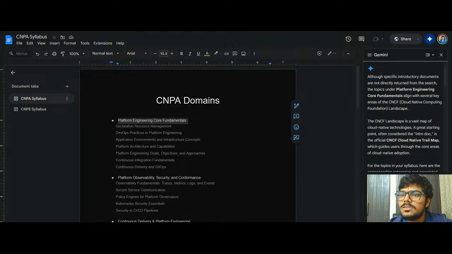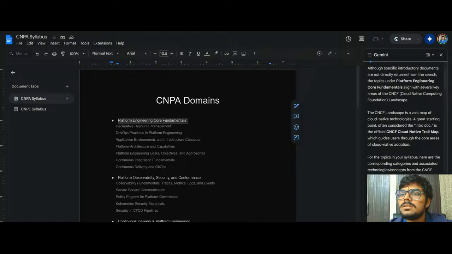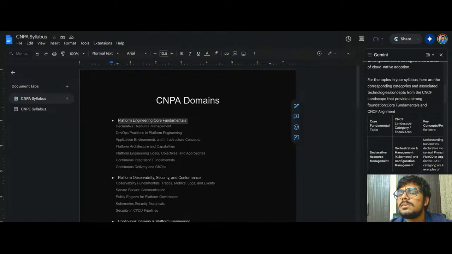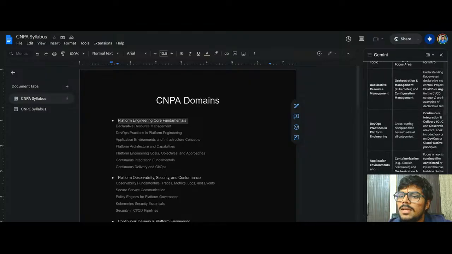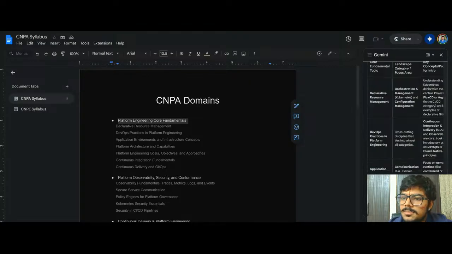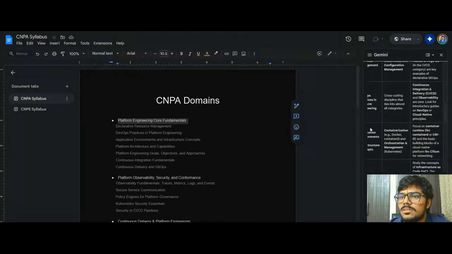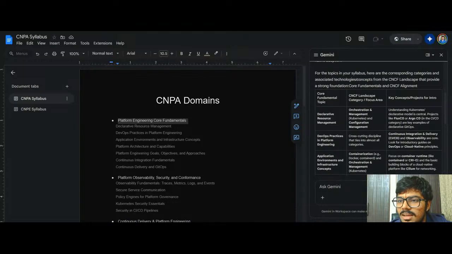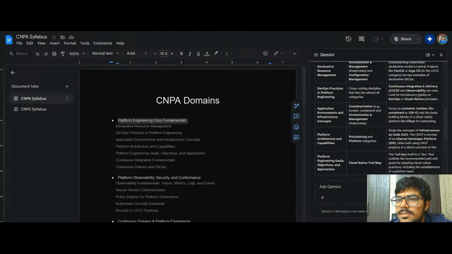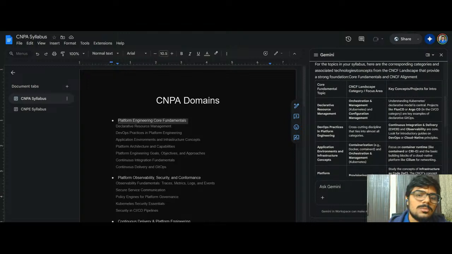If the introduction documents are not directly returned for research, the topics under platform engineering seem to be a wide landscape. Yeah, I know. Right, the approach. It's just giving the basic introduction about these particular topics, which won't help, I guess. All right. Declarative approach, if you already know about that.